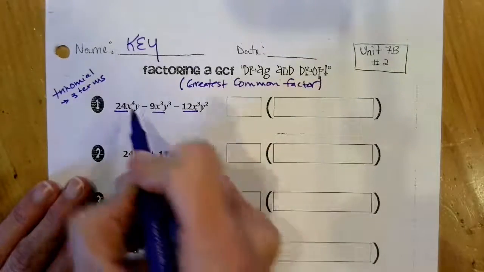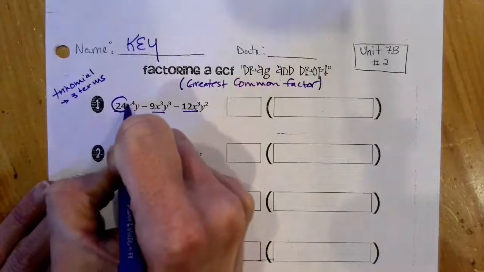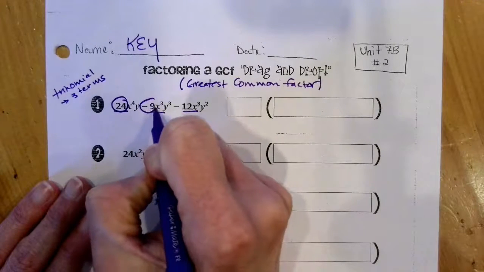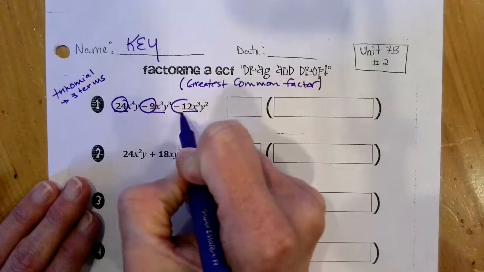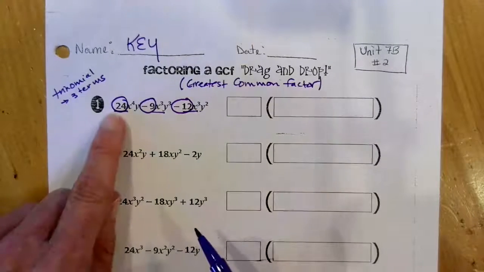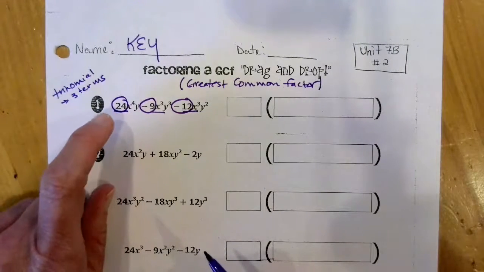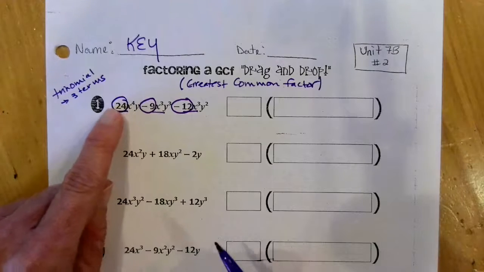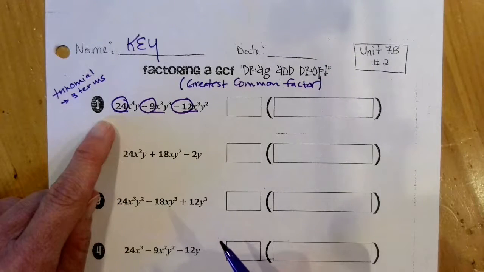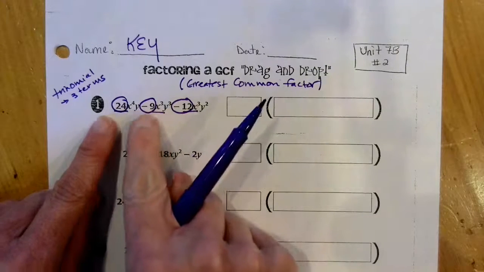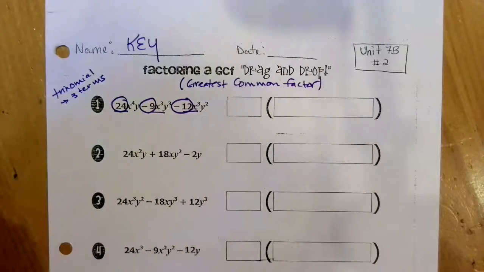So the first thing I'm going to do is take a look at each of my coefficients. I am going to include the signs in each of these. If my leading coefficient is positive, I'm not going to be dividing out any negatives. But if my coefficient is negative, then I want to make sure I include the dividing of that out.